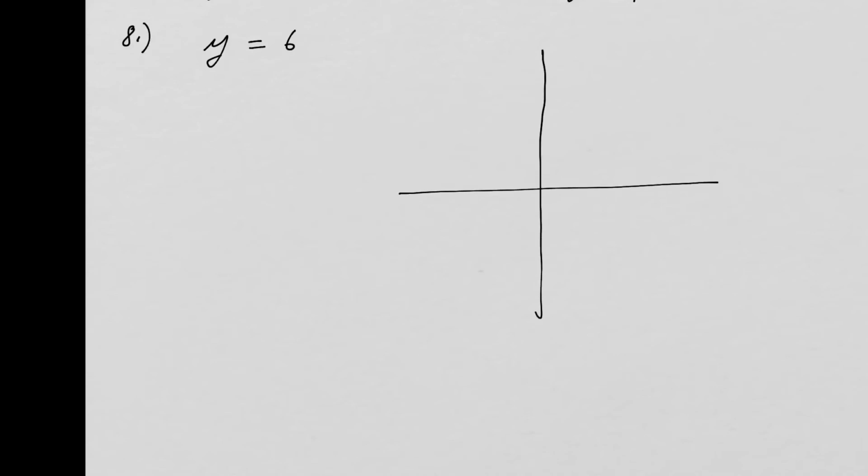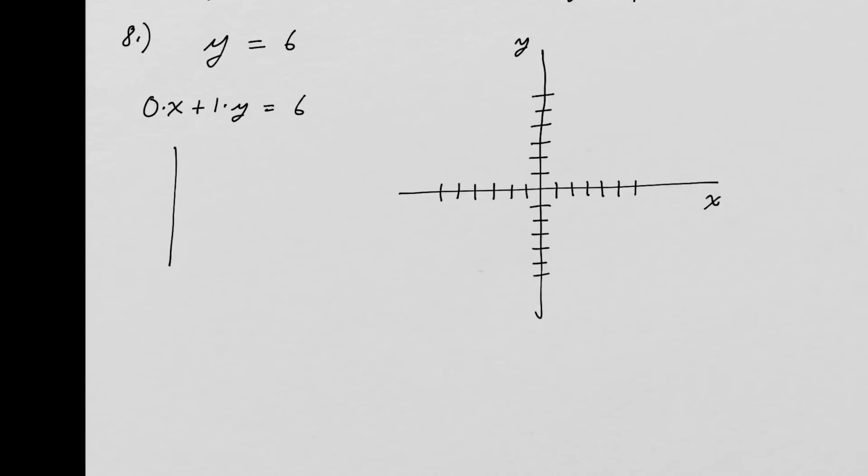First of all, let me draw my Cartesian coordinate system. So x, y. Remember, if we put this in standard form, we could write this as 0 times x plus 1 times y is equal to 6. So if we make a little table, it doesn't matter what x is. X can be anything. X could be -2, it could be 0, it could be 2, it could be 1,000,000. But when I plug that in and solve for y, I'm always going to get y is equal to 6.